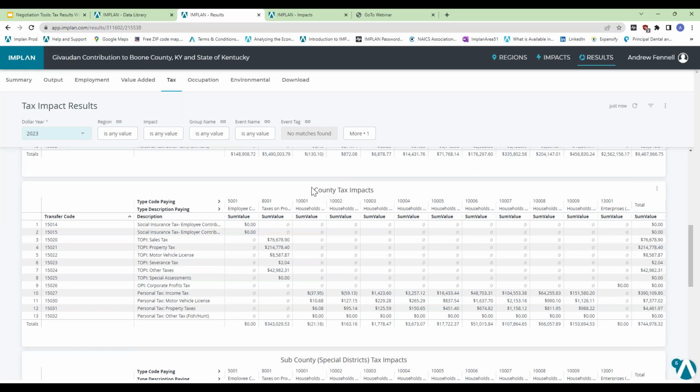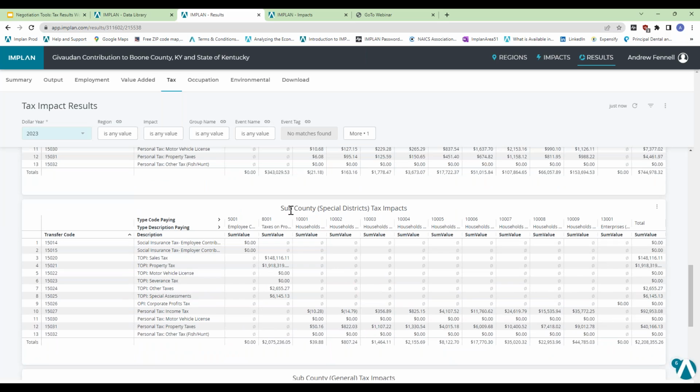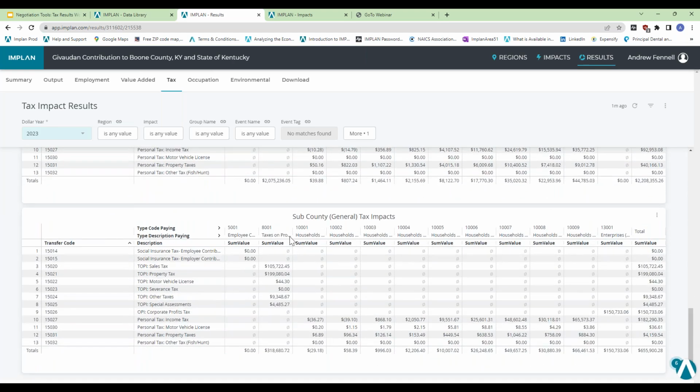Come down further, which we'll be able to isolate in a moment, this is going to be our county tax table. These are the county taxes paid to Boone County in Kentucky there. We have our sub-county special district levels, which are going to be police, school, and fire district taxes. And then at the very bottom, we have our sub-county general or municipality taxes in our area. So these are the different levels of government actors that are collecting taxes, and really that we're supporting taxes for in our analysis.